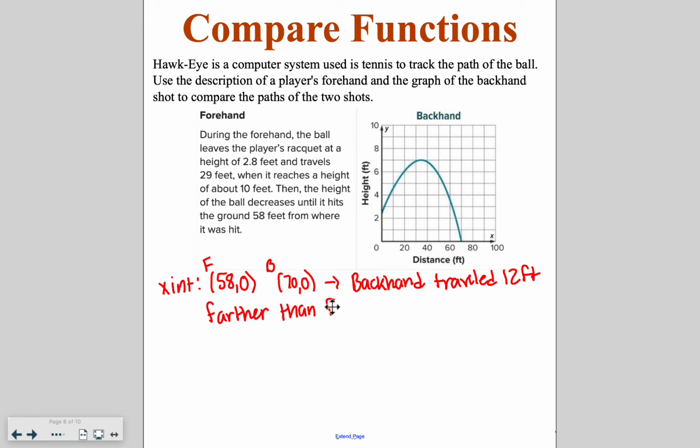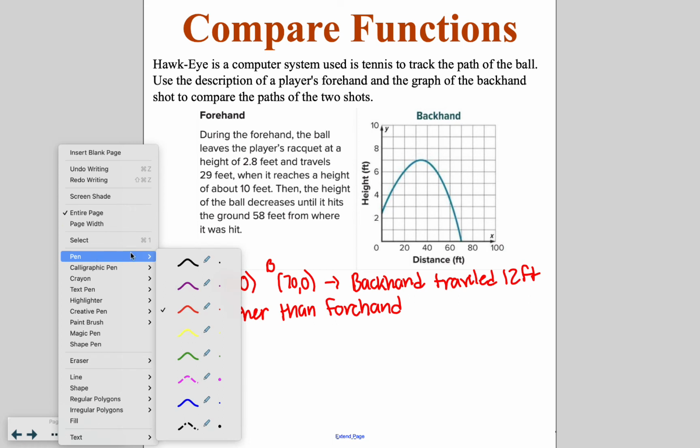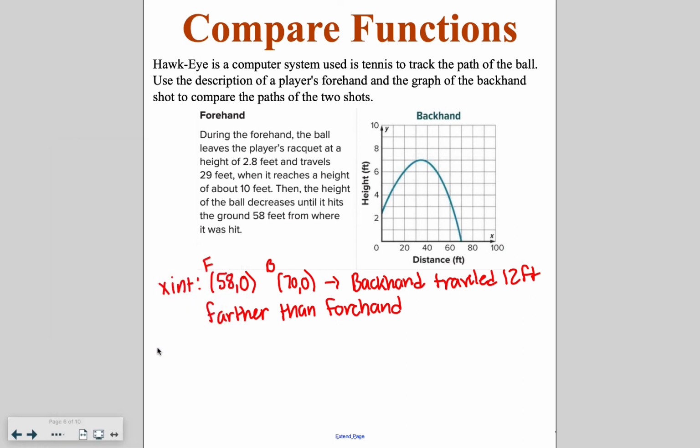You could have flipped that the other direction and said the forehand traveled 12 feet fewer than the backhand. Either interpretation is correct, but we want to make some sort of comparison between those points. After you look at the x-intercept, the next thing you can look at is the y-intercept.